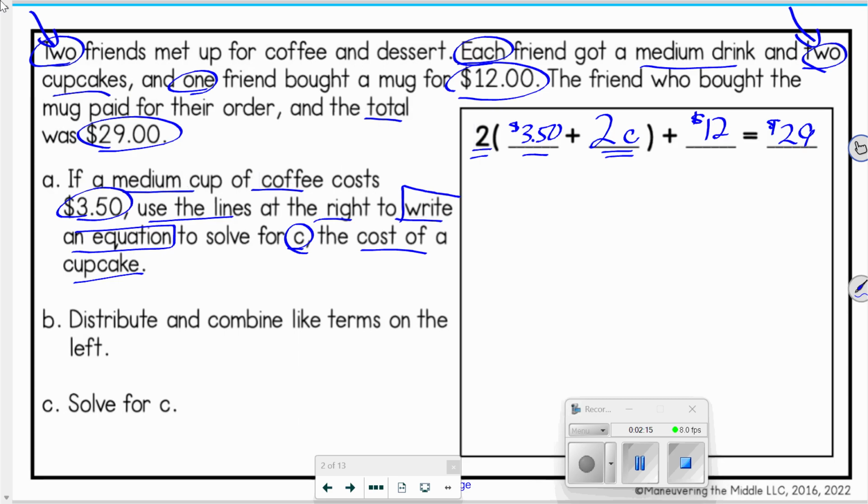Okay. So next, distribute and combine like terms on the left. And the left is just saying the left side of the equation. So first we're going to distribute. Again, that's where our arrows come in.